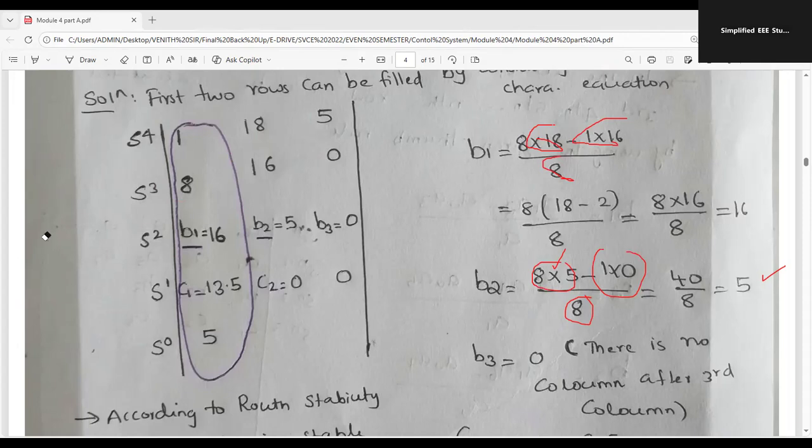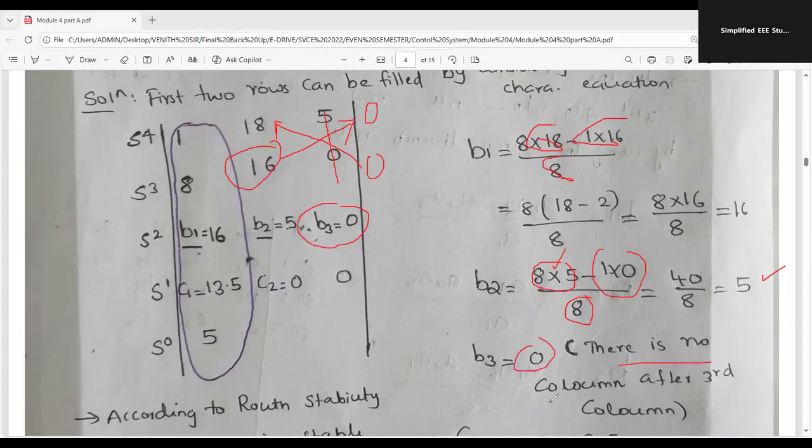Coming to the next element, I want to compute B3. How to calculate B3? As per the procedure, delete the corresponding column. I deleted the corresponding column. Next here, assume that two more elements are available in this Routh array. You call them 0, 0. How to find out? 16 into 0. What is 16 into 0? 0 only. 0 into 18, 0 only, divided by 16. So ultimately B3 will be 0.